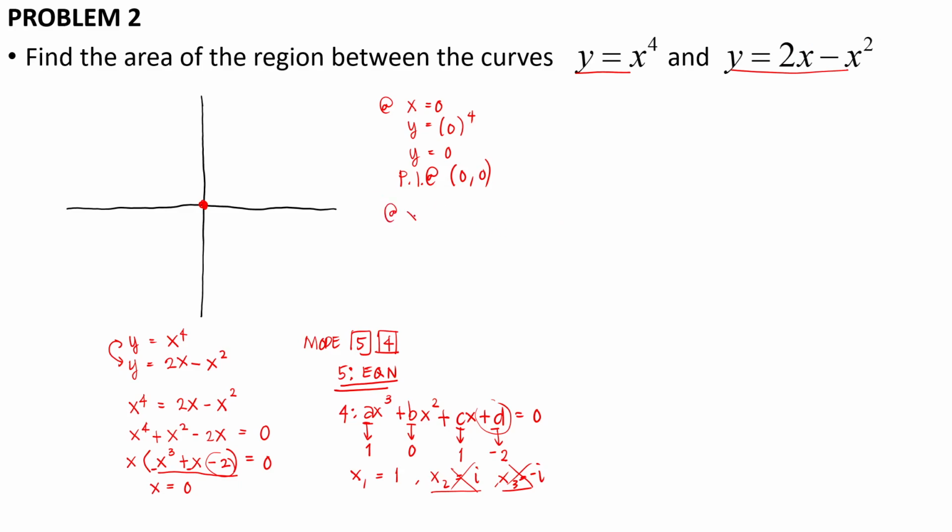Okay, so next is at x equals 1. So y equals 1 to the power of 4, so y is equal to 1. So the next point of intersection is at 1 and 1. Let's try to make it bigger lang guys, since we have small limits of integration. So this one is 1, 1, and then this one is 0, 0.